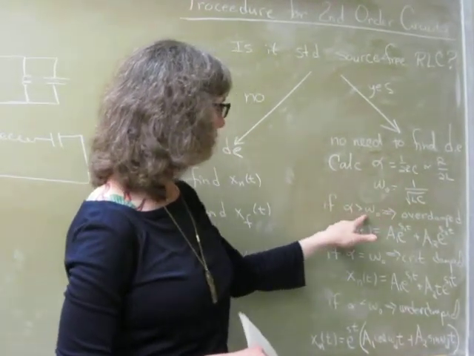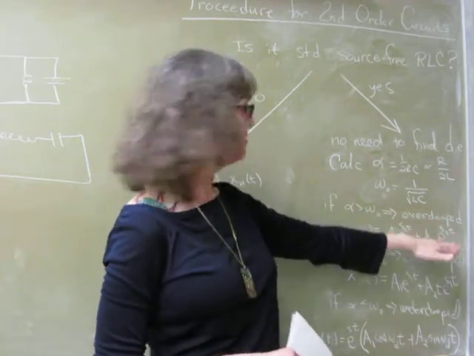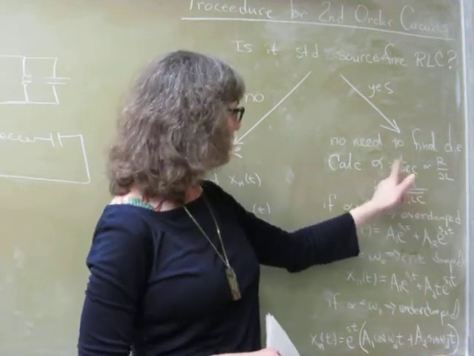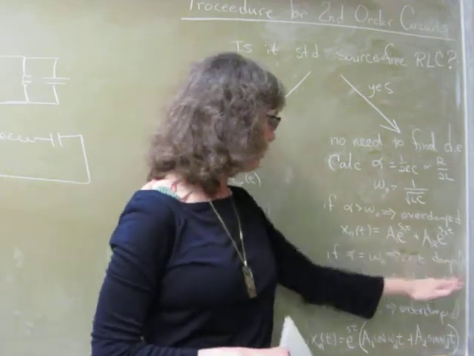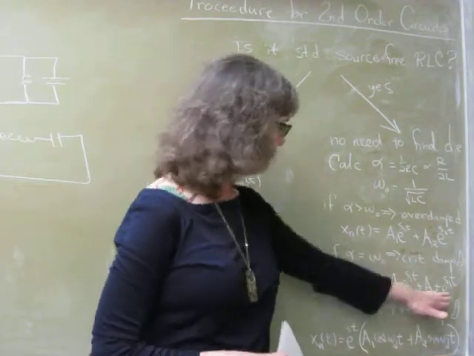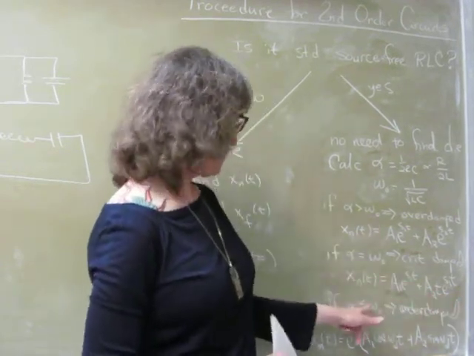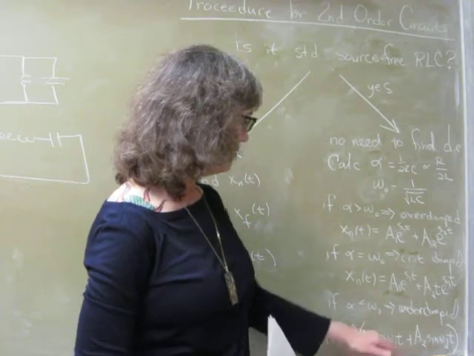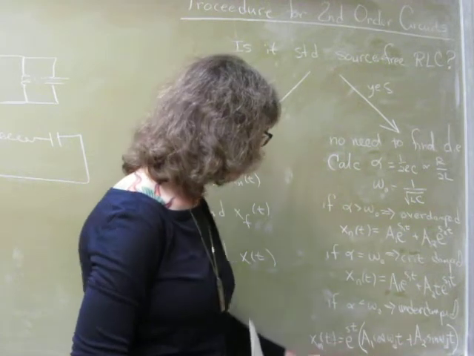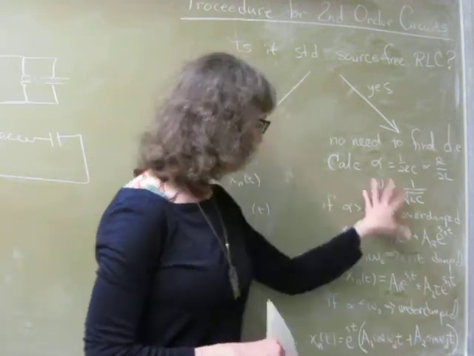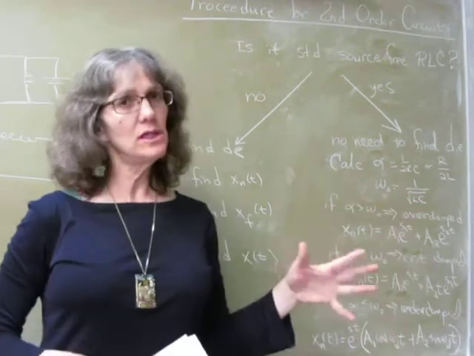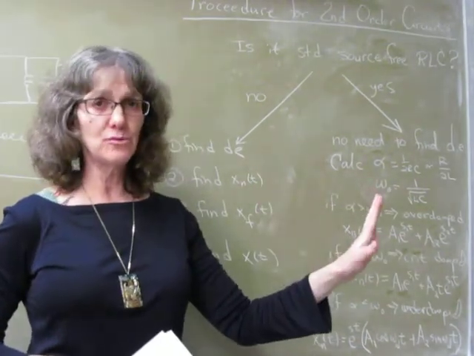If alpha is bigger than omega 0, you have what's called the overdamped case, and boom, there is the natural part of your solution. If alpha equals omega 0, you have the critically damped case, and boom, there is the natural part of your solution. So it's just these formulas here. And lastly, if alpha is less than omega 0, it's called the underdamped case, and boom, there is your solution.